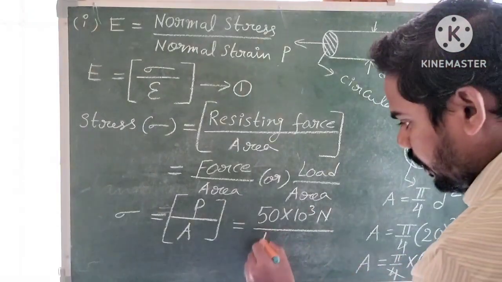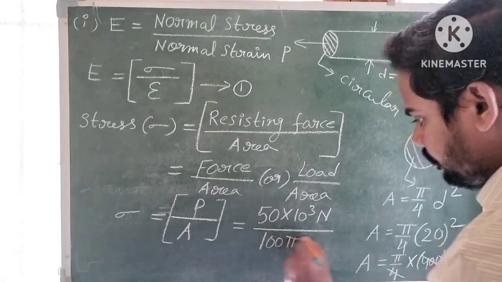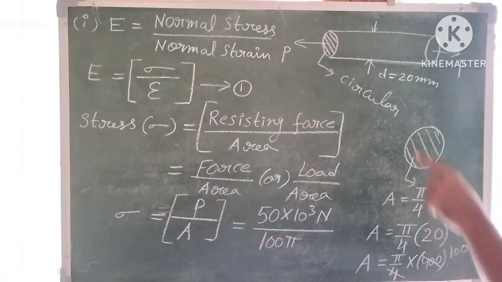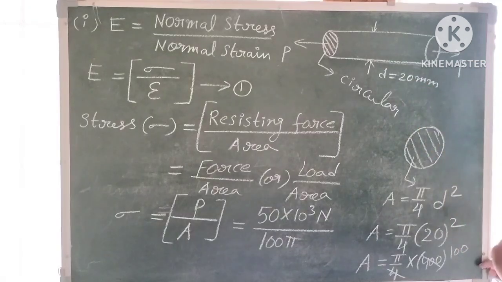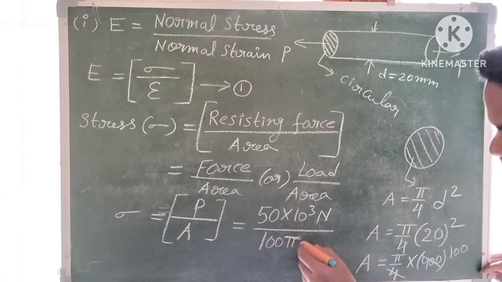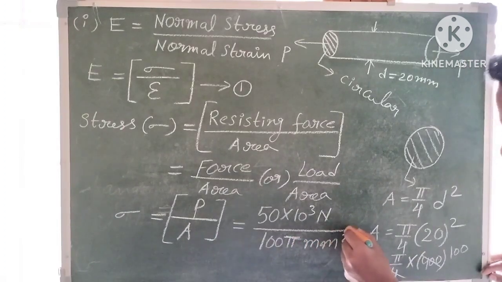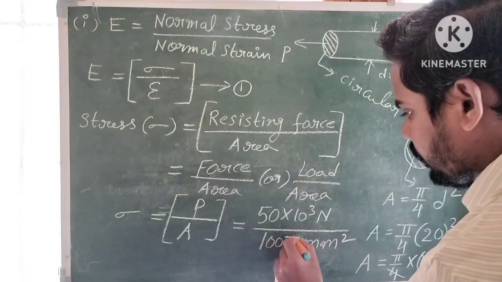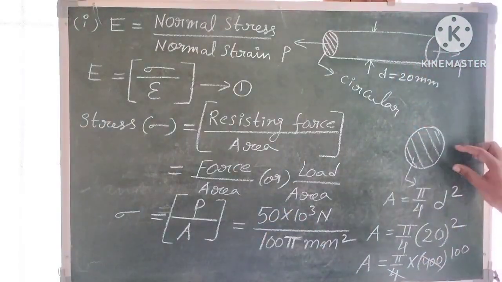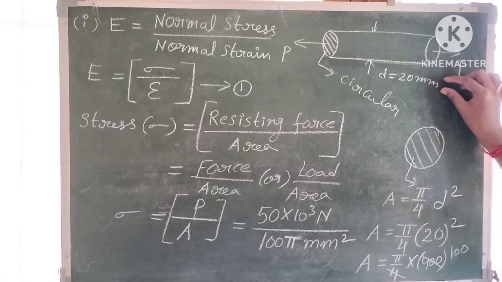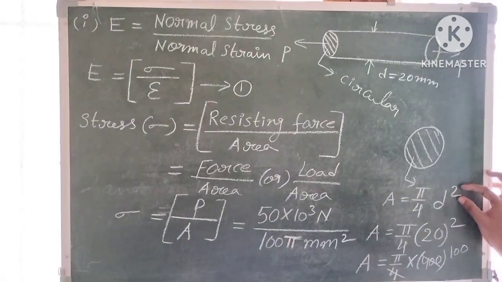So what is the area? 100 pi. Here, what is the unit of diameter? Diameter unit is mm. Now, what is the unit of area? Square mm, or mm square. So, ikkada manaki diameter mm lo undi. Area em avutundi? Here, whole square is there. So, you will get mm square. Square millimeters.